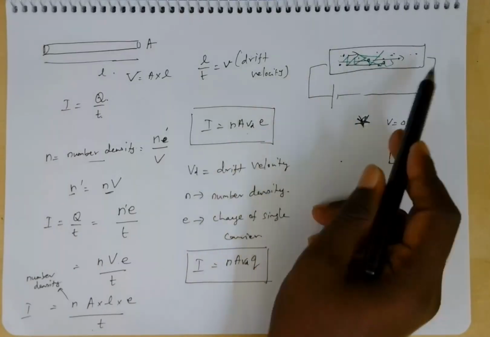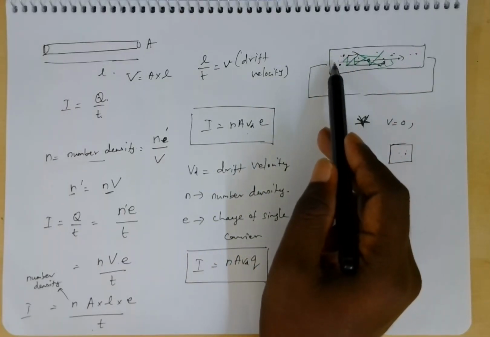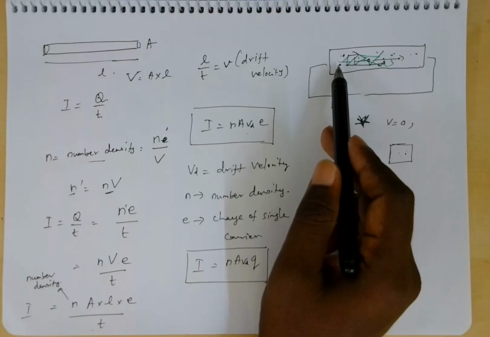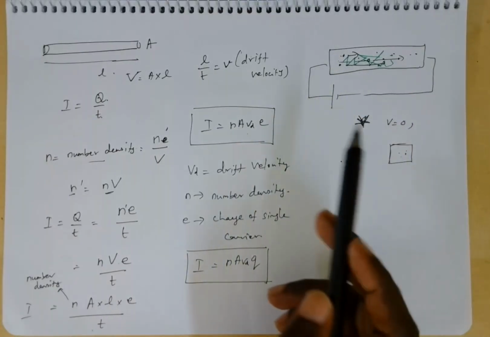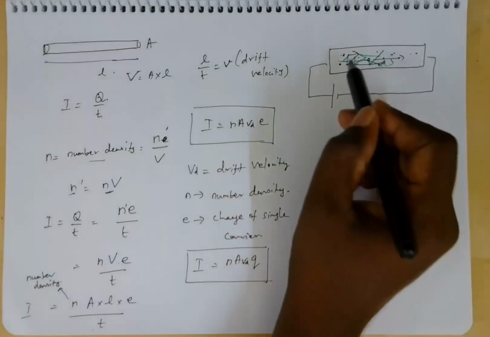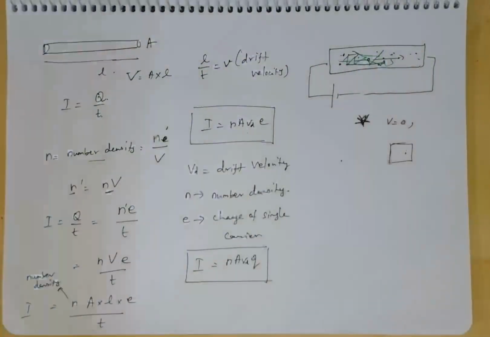Same, whether you apply the current or not, the electrons move and the path is very random. Only if you apply a potential, they will migrate from this end to this end in linear motion.